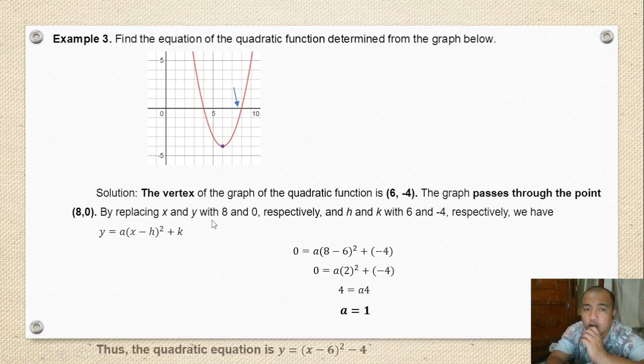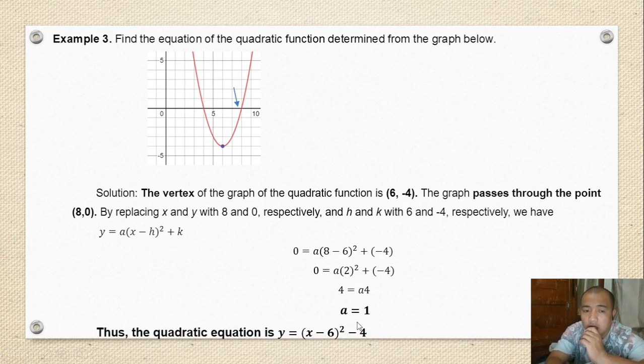So therefore the equation of the quadratic function is y equals, since a is 1, no need to write it, the quantity x minus 6 squared minus 4, from the given vertex. So the use of the other point here is just to solve for the value of a.